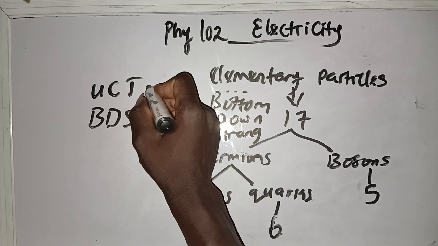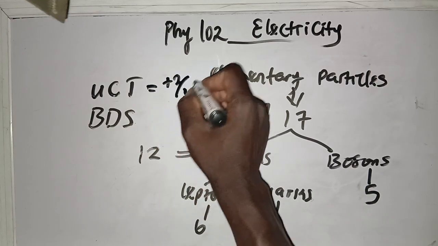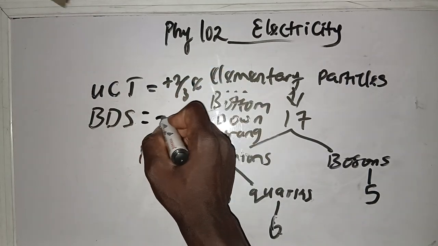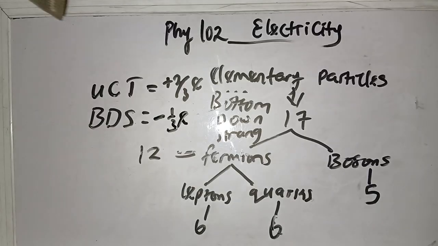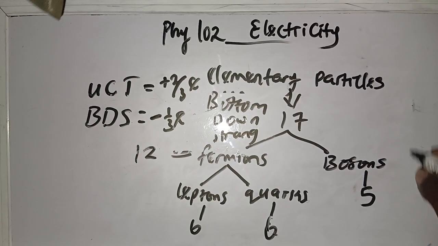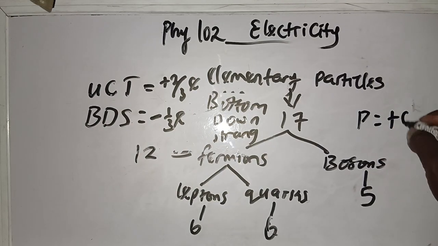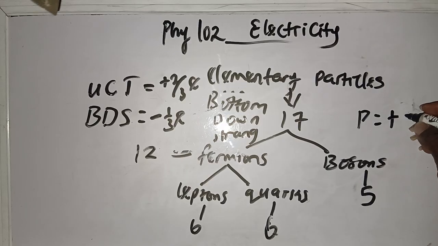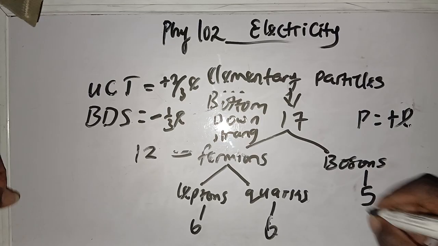All the UCT, their charges are plus 2 over 3 e. All the BDS, their charges are minus 1 over 3 e. So how can we confirm that proton is indeed plus 1 charge?